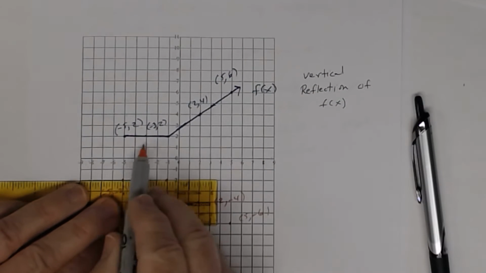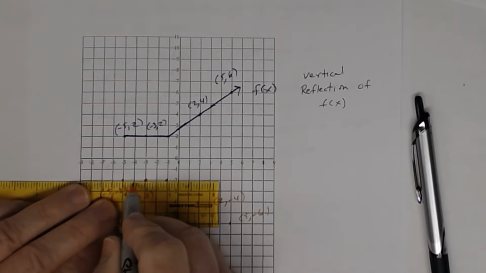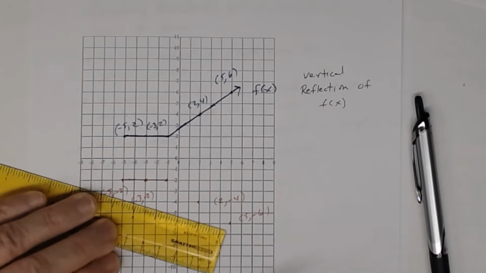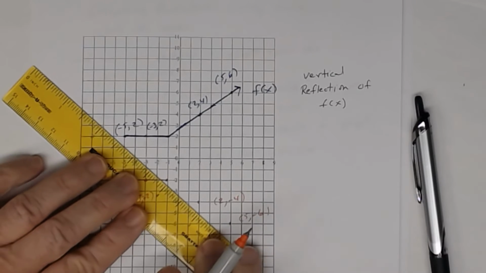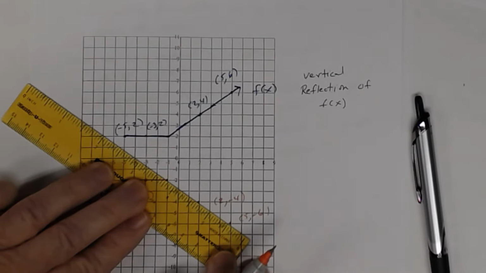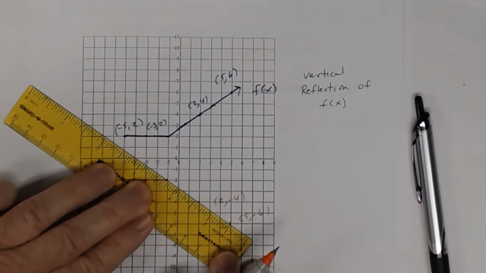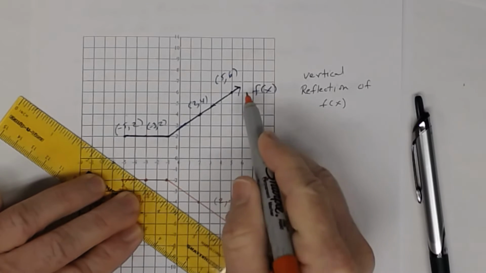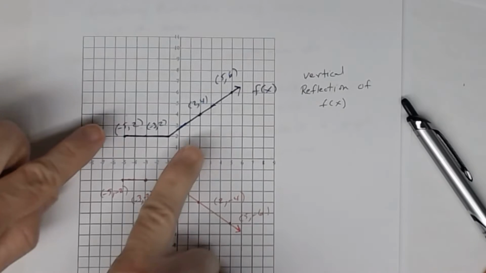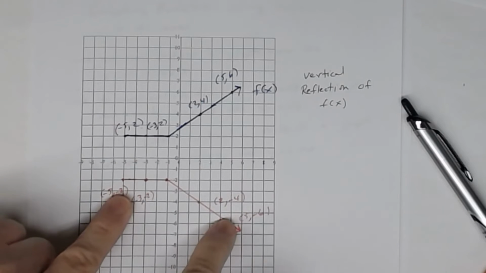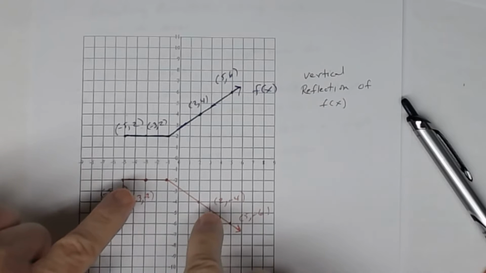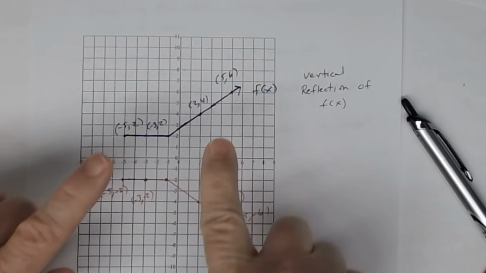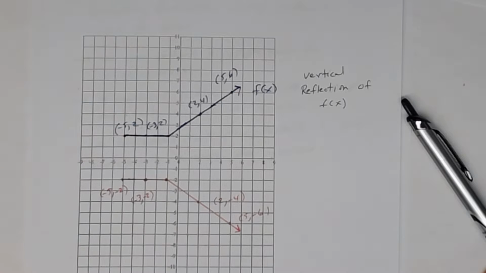So this horizontal segment becomes this horizontal segment. See that? Very simple process. And then this ray becomes this ray right here when I do a vertical reflection. Don't forget that this is a ray, so make sure you use the arrows. And there's the graph. The orange graph represents the reflection of f(x) about the x-axis. See how simple that is?